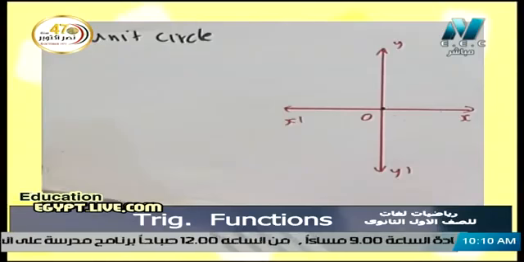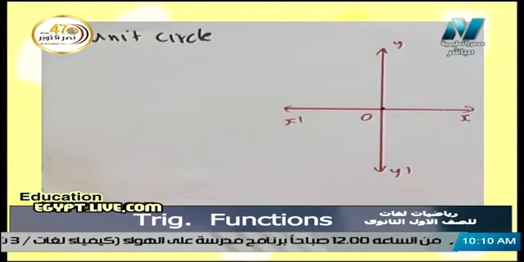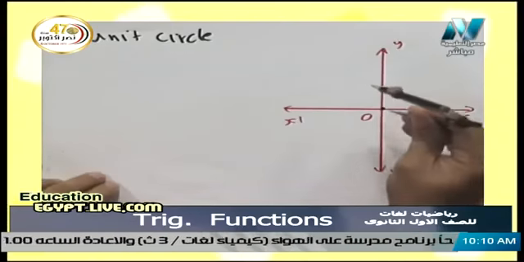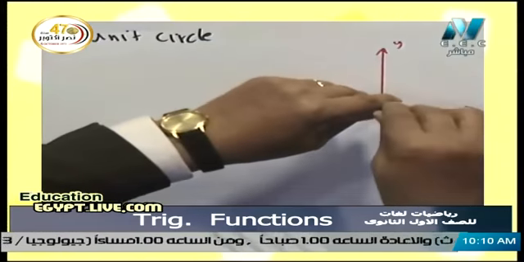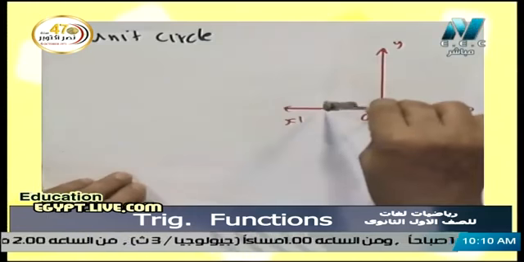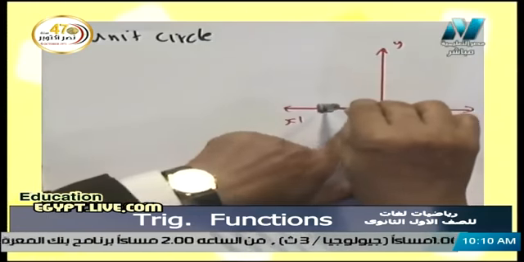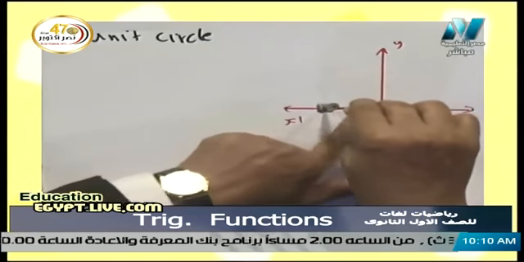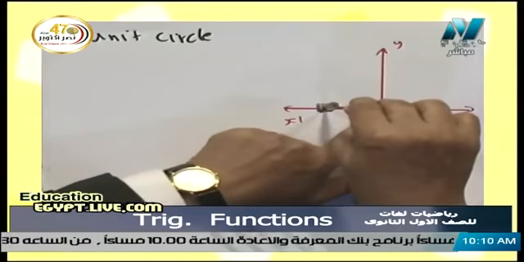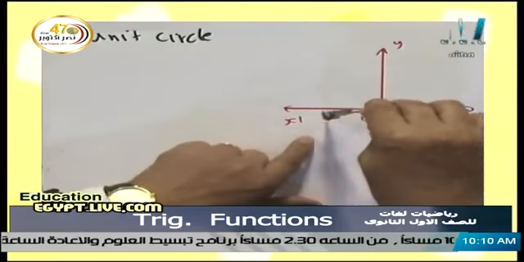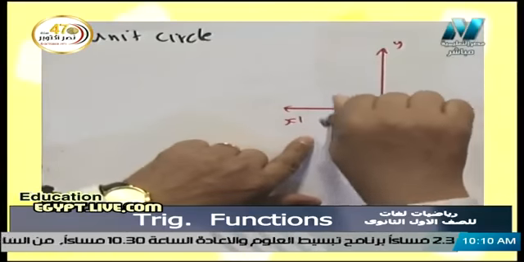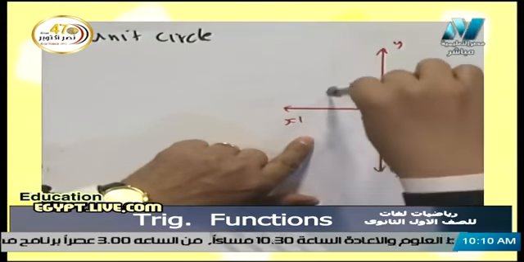And if we have a compass here to draw a circle, we have a very important condition for this circle, that the radius equals 1. 1 what? 1 centimeter, 1 meter, 1 kilometer. Finally we call it 1. And we draw the circle here like that.